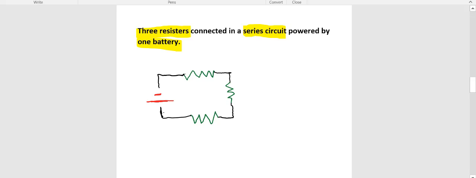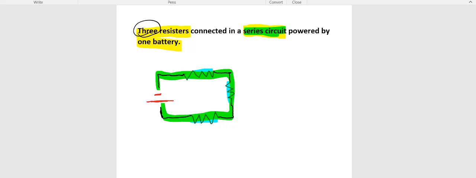All right, again, if I'm going to check this, I have three resistors, so I'm going to do a little check mark here. Yep, I do. One, two, three. It is a series circuit because I put my finger on one part of it and it goes around. There's only one path for it to work, and there's only one battery in there, so everything checks out. Okay, and I only have one battery. There you go.